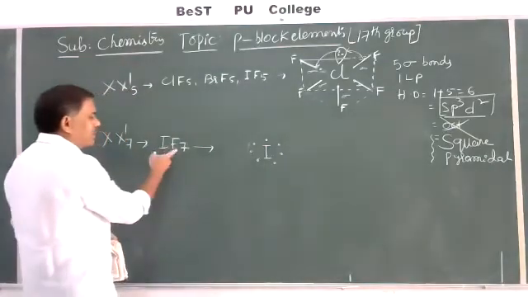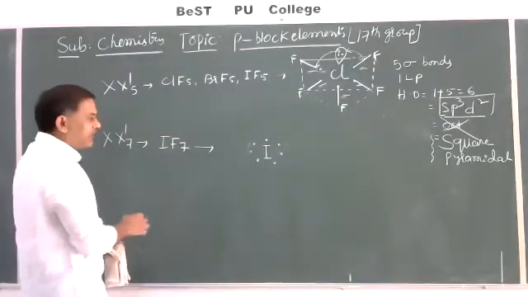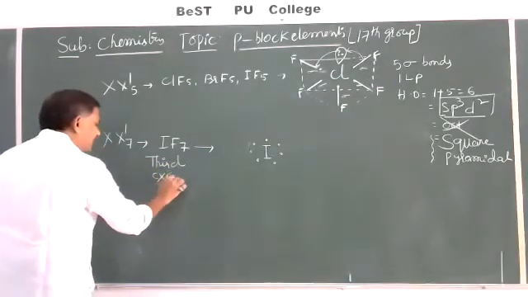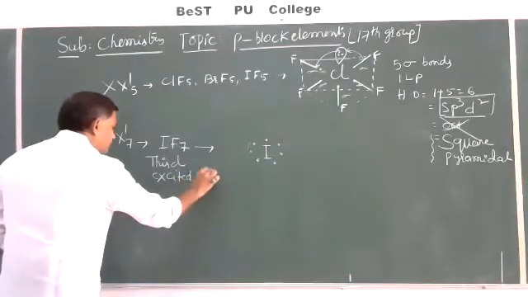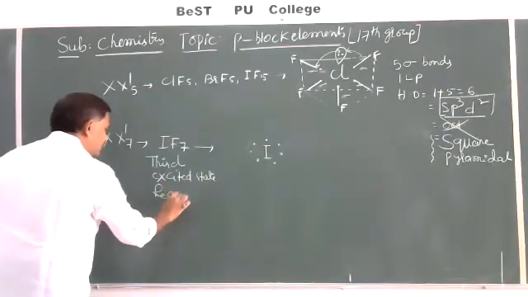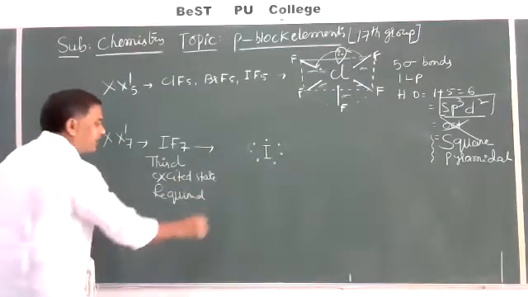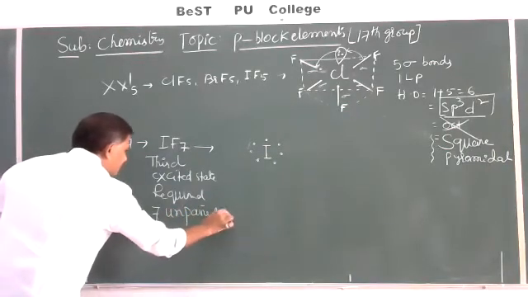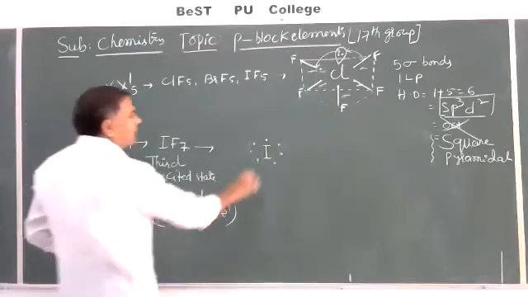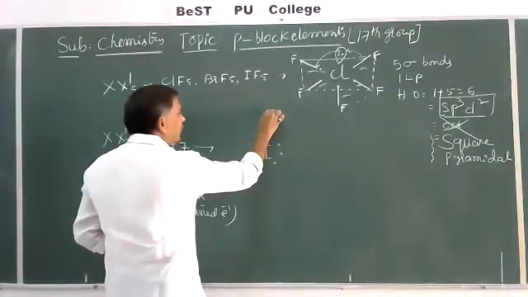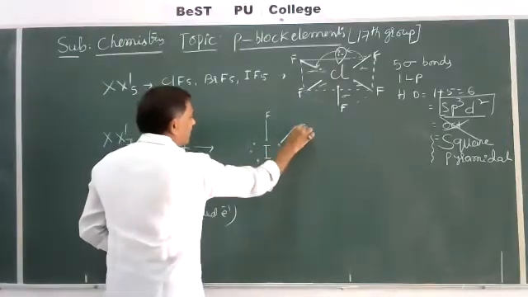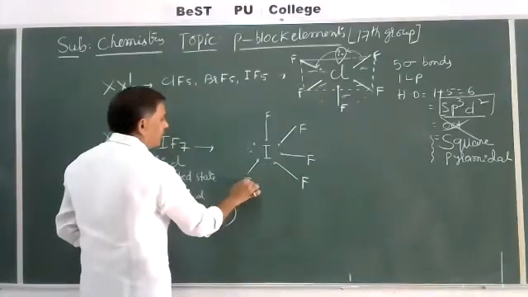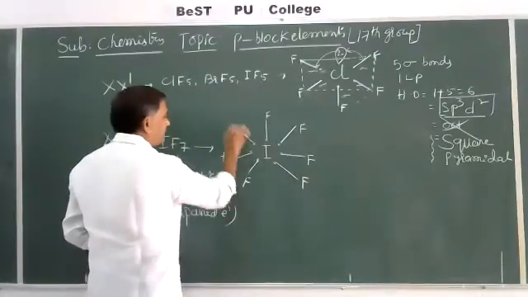But around iodine, 7 sigma covalent bonds are required. That's why it goes to the third excited state. The third excited state is required. That's why 7 unpaired electrons are present here. Now, each unpaired electron reacts with fluorine. Here it is fluorine, here fluorine, here fluorine, and here fluorine.